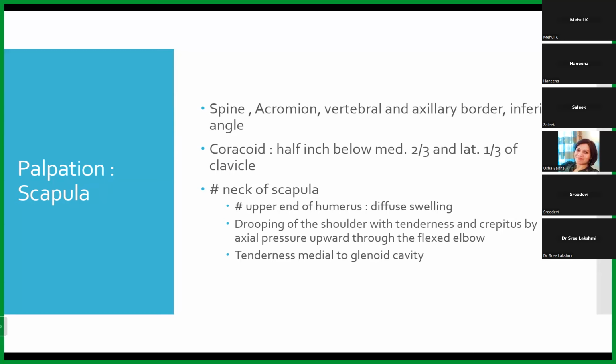So one thing which you should be careful about is neck of scapula fracture. The issue is that, similar to neck of scapula fracture, upper end of humerus fracture also presents with a diffuse swelling and pain over that area. It is hard to distinguish between a neck of scapula fracture and an upper end of humerus fracture. So one examination modality that can be used in this setting is, suppose the patient presents with a drooped shoulder, and we are able to elicit a tenderness or crepitus by axial pressure upward. Then that is suggestive of neck of scapula fracture. Or if you carefully examine the patient, lateral to the glenoid cavity you won't be able to feel any tenderness, but medial to the glenoid cavity you will be able to feel tenderness. So all these features are suggestive of neck of scapula fracture.